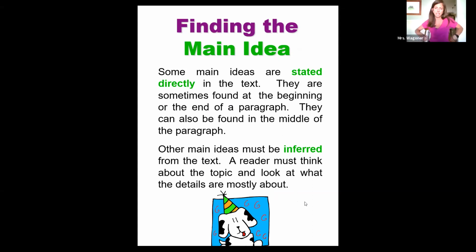Finding the main idea. Some main ideas are stated directly in the text. They are sometimes found at the beginning or the end of a paragraph. They can also be found in the middle of a paragraph. Some main ideas must be inferred from the text. So that means you just need to make an inference to figure it out. A reader must think about the topic and look at what the details are mostly about. Let's go to the next page.